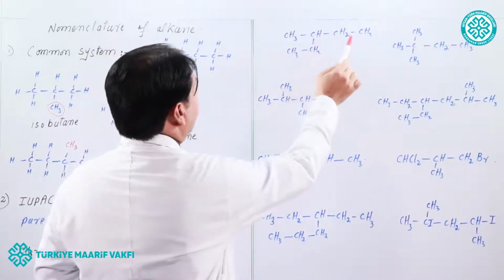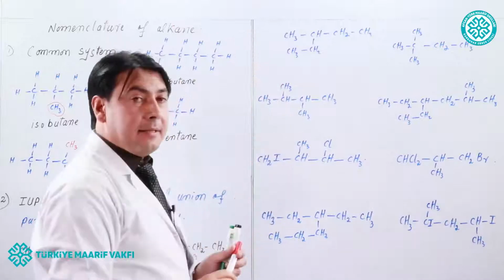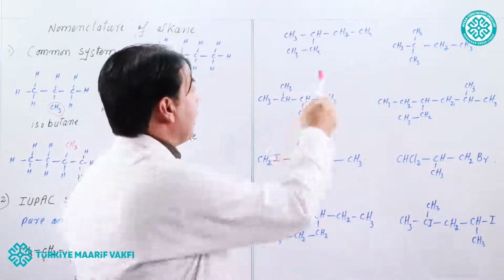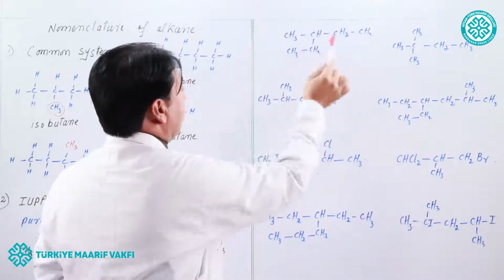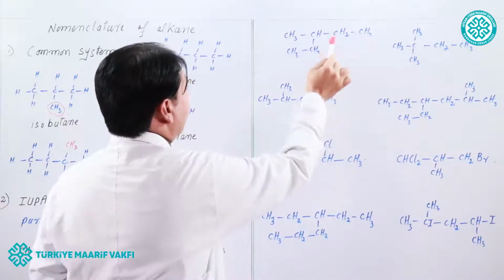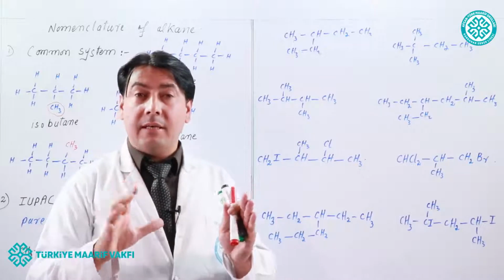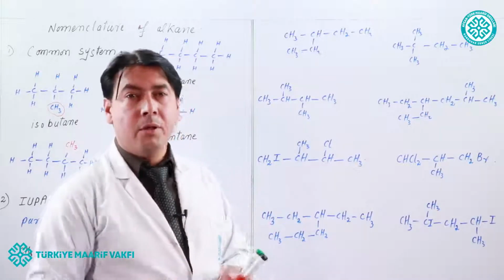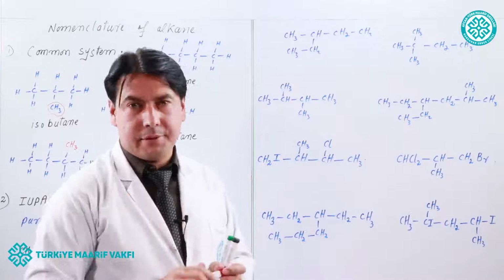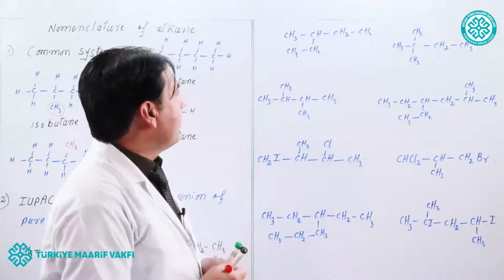1, 2, 3, 4, 5. If we select the chain, the longest chain is that. If we go straight, 1, 2, 3, 4. So the straight chain is 4 carbon and the longest is 5 carbon.